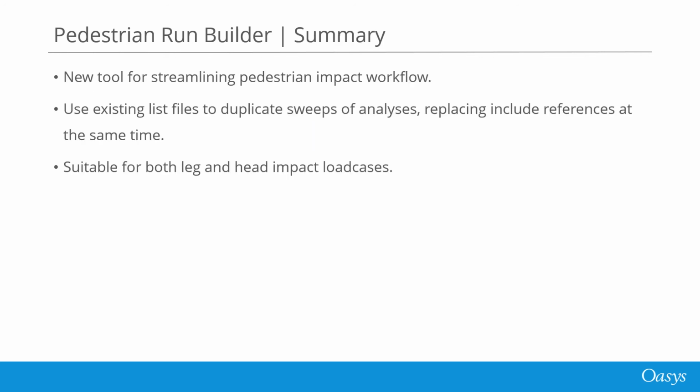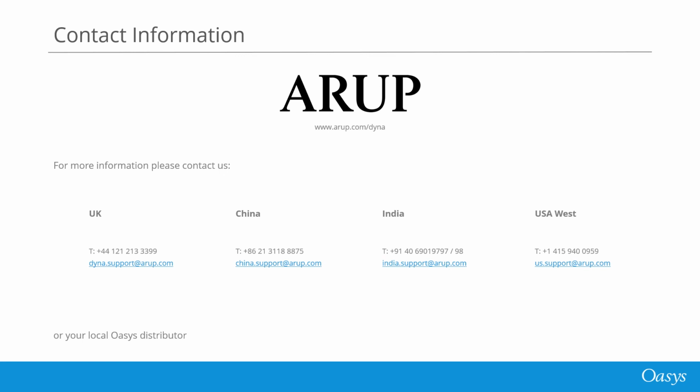So in this latest release, we've introduced a new tool for further streamlining the pedestrian impact workflow. The tool uses existing list files to duplicate sweeps of analyses, replacing include references at the same time. The example I've shown was for head impacts, but it's also suitable for leg impacts. And that concludes this burst.